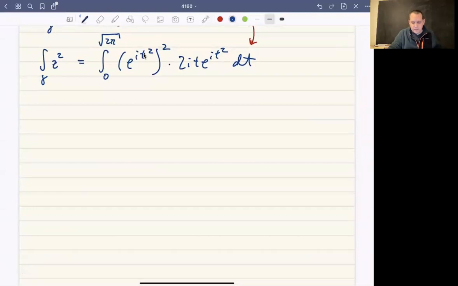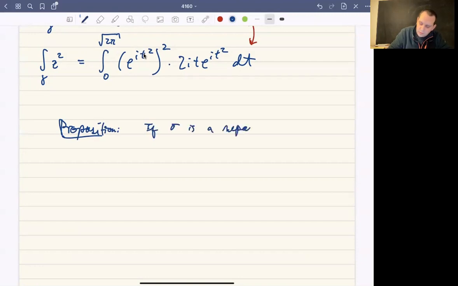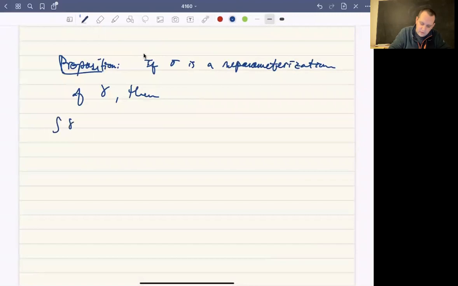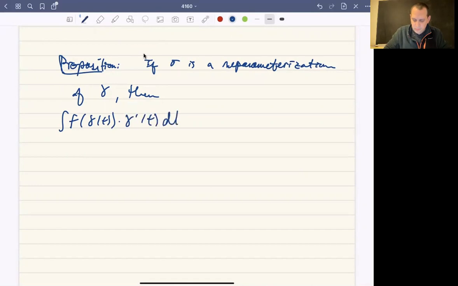So what ends up happening is, I'll call this a proposition. If sigma is a reparameterization of gamma, and if gamma is piecewise smooth and f is integrable, then the integral of f of gamma times gamma prime, in other words, the line integral over the curve, is going to be the same whether we use our curve gamma of t or sigma of t, if one's a reparameterization of the other.